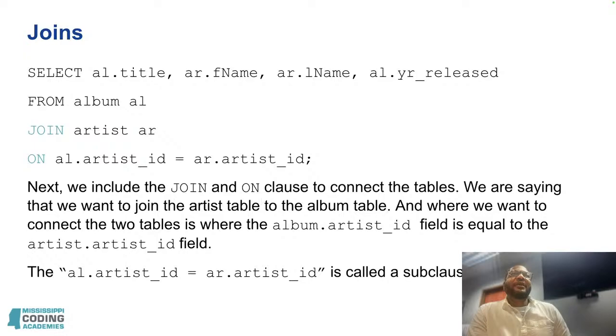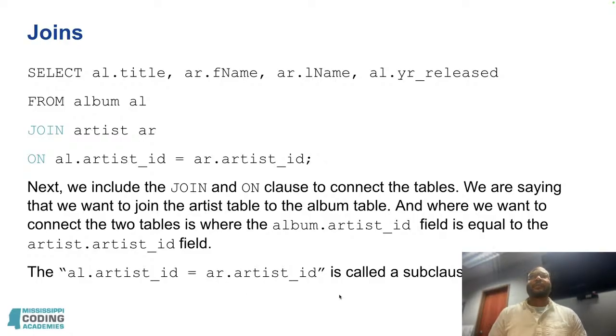And what we're doing, we're saying we want to join the artist table to the album table. And where we want to connect the two tables is where the album.artist ID field is equal to the artist.artist ID field. And this AL.artist ID is equal to AR.artist ID. That's called a subclause. Okay.